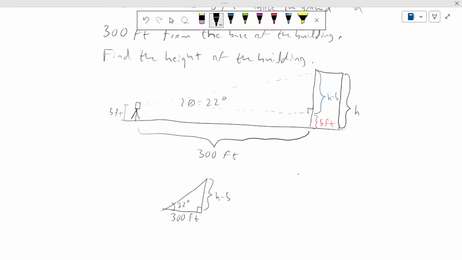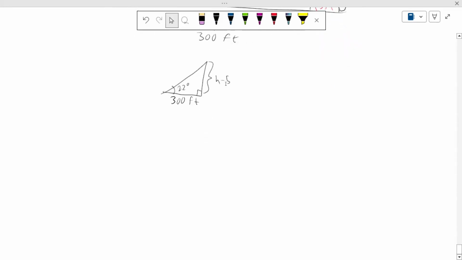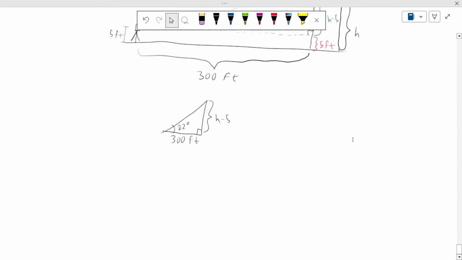So I have a missing side of the triangle, it's h minus 5, and I have one side of the triangle, which is 300 feet. And I have the angle of elevation, which is 22 degrees. So how can we find out what h is equal to? What trigonometric function might you use here?